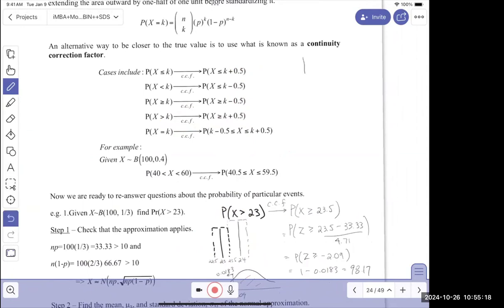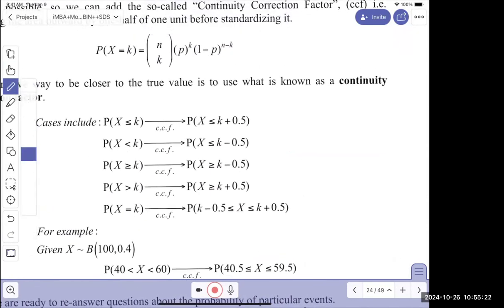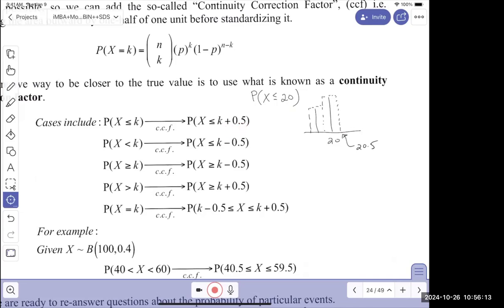So if I had, I'll just do one. Let's say it was x less than or equal to 20. I'll change the number. Less than or equal to 20. Say this is 20. I put a bar around. So now I want to include 20 and everything before it. That's what this means, including 20. So I have to extend over here to capture the bar around the 20th spike. So this would be 20.5, and that's why you add 0.5. Okay? So that's how that works.